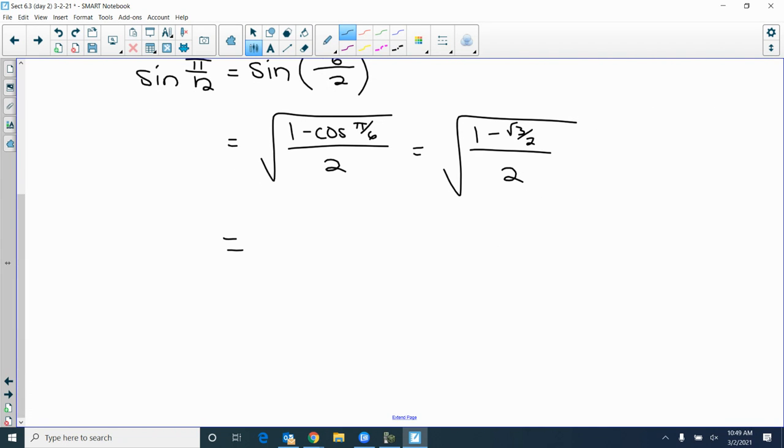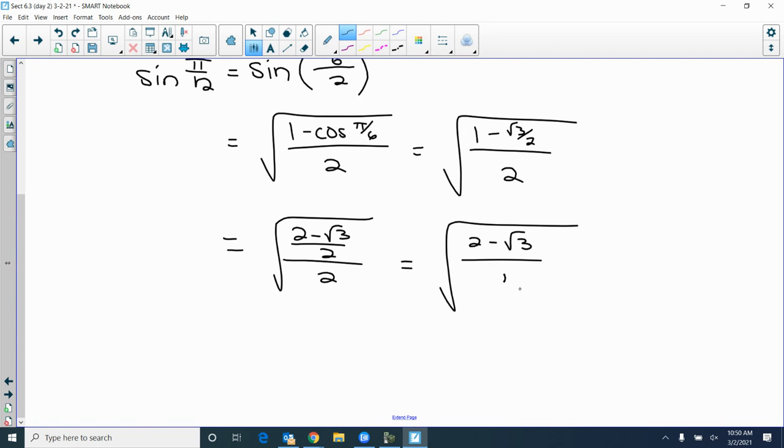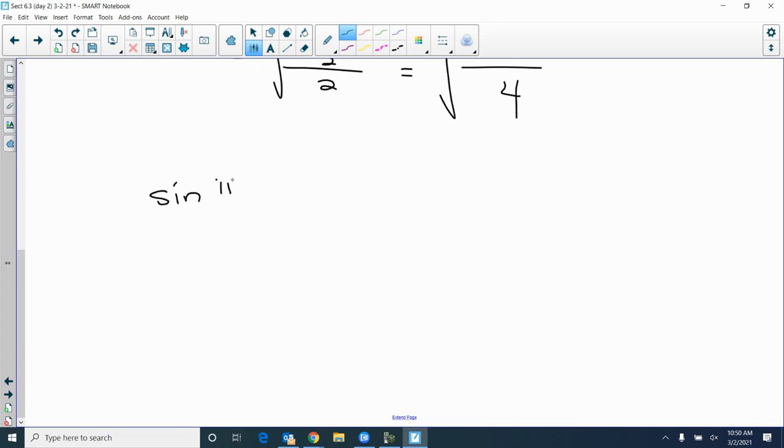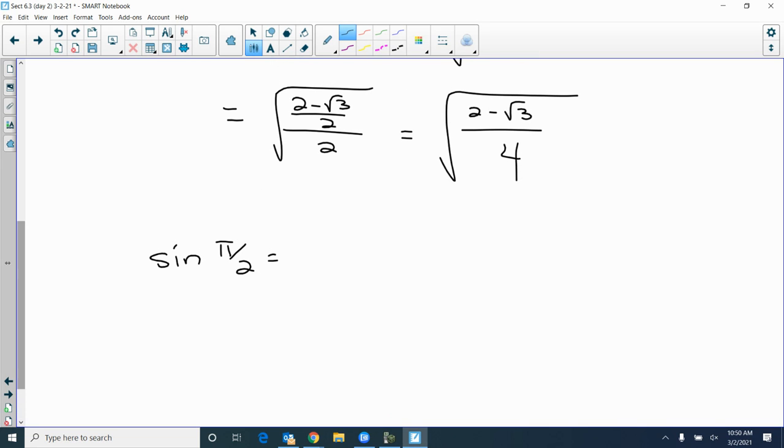So looking at this, I get square root of 2 minus square root of 3 over 2, all divided by 2. And so the sine of pi over 12 is going to equal square root of 2 minus the square root of 3, all over 2. Make sure you write it, Lane, so I can understand it clearly where the division bar separates the 2. This 2 is not underneath that radical. And I think that works, right? Okay.